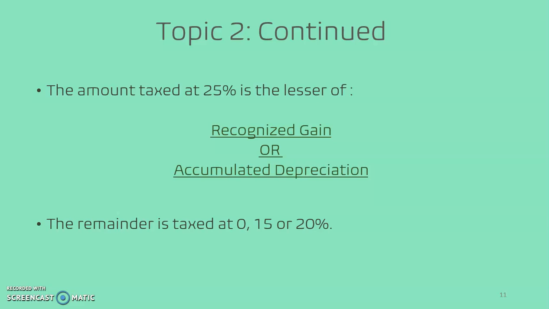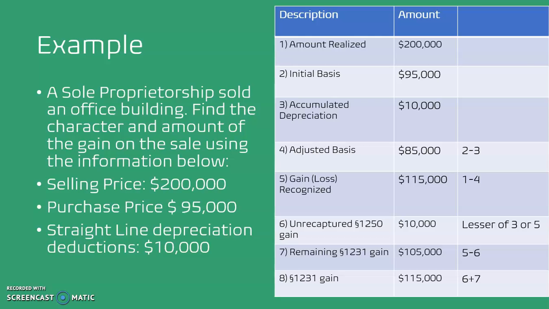The amount taxed at 25% is the lesser of the recognized gain or accumulated depreciation. The remaining amount that doesn't qualify as a depreciation deduction is taxed at 0, 15, or 20%. So let's look at an example. A sole proprietorship sells an office building. The selling price is $200,000, the purchase price is $95,000, and the straight-line depreciation deductions are $10,000. Let's find the character and the amount of the gain on the sale.